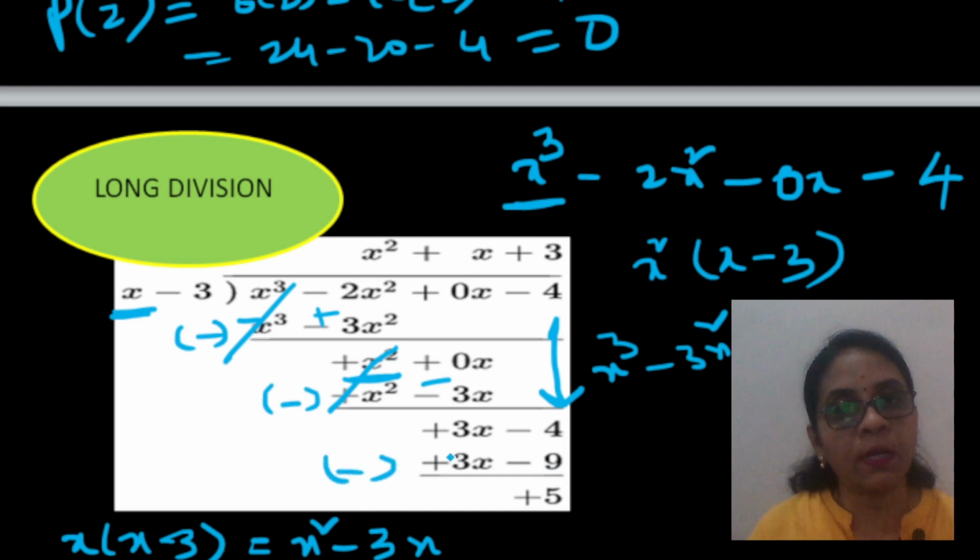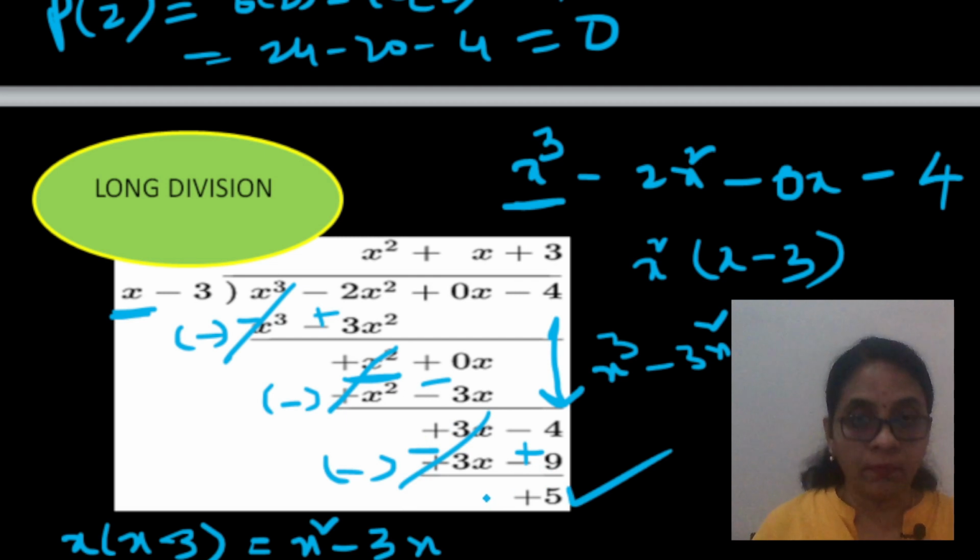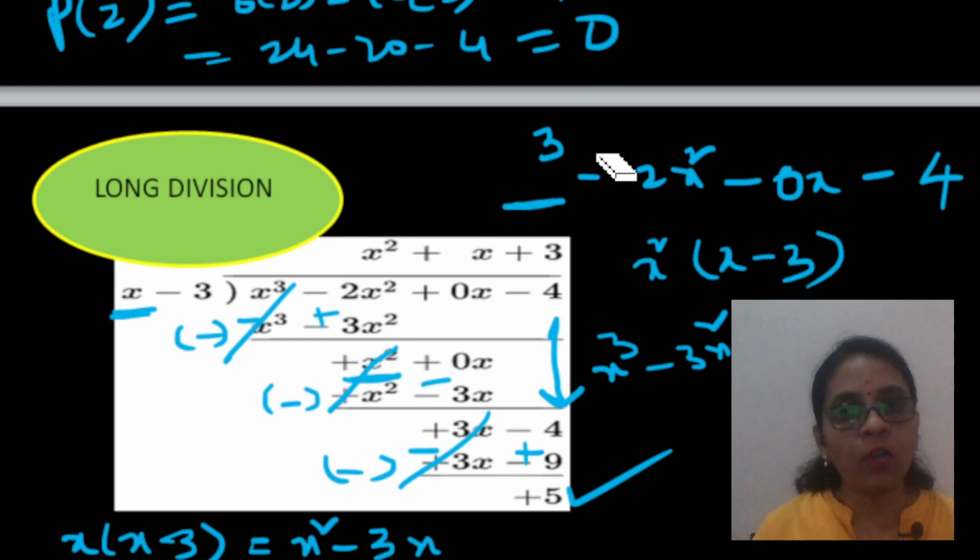Again show the subtraction. Minus plus 3x becomes minus 3x. So they get cancelled. Minus 9 becomes plus 9. So you get 5 as the remainder. So this is the entire process of finding the remainder by long division. Now but in your exam, if they ask you find the remainder when this particular polynomial is divided by x minus 3, how will you do?